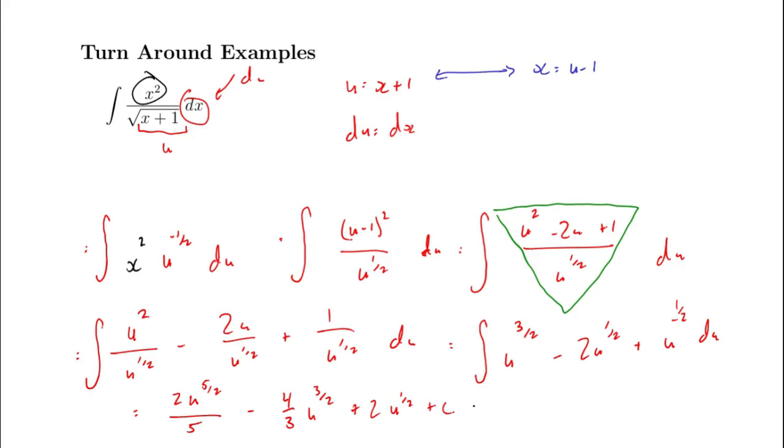And now when we substitute everything back to x, we get 2 fifths times x plus 1 to the 5 halves minus 4 thirds times x plus 1 to the 3 halves plus 2 x plus 1 to the half plus c. You could write that as a square root if you want. You could write all these things with the square roots and exponents, but there we go. That works out pretty nicely then.